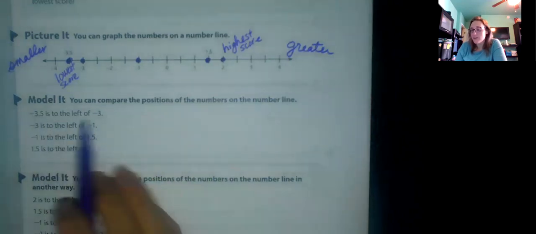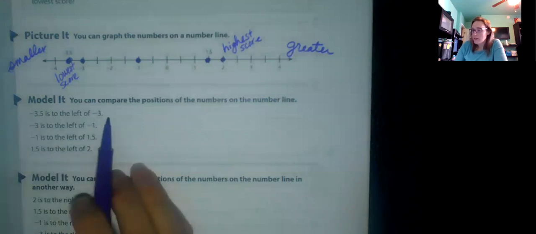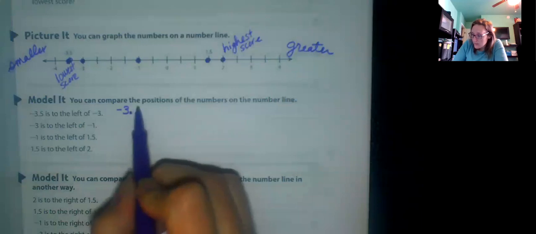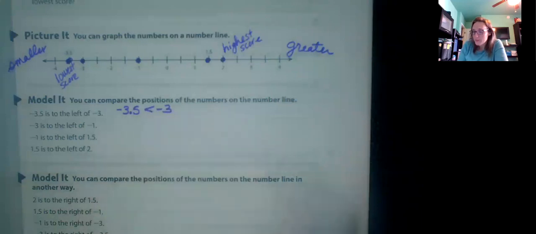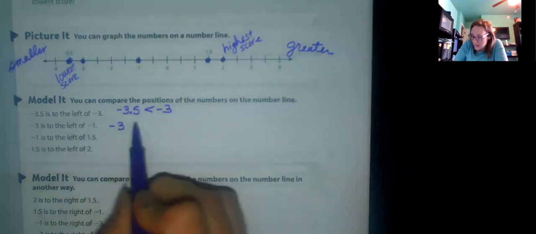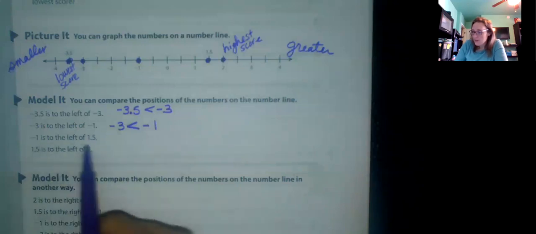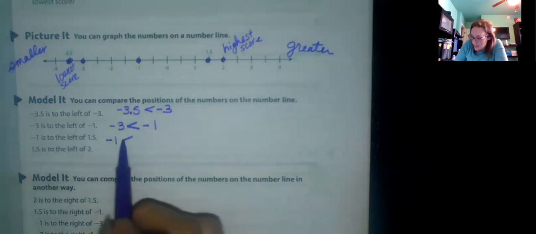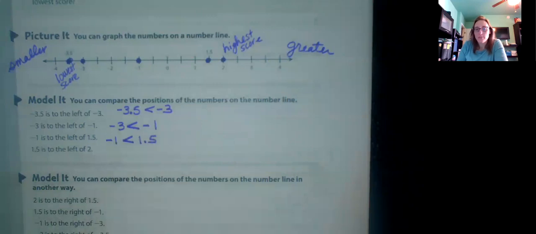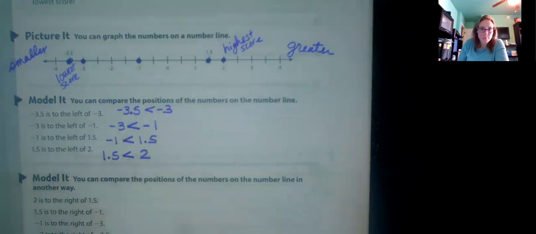Negative 3.5 is to the left of negative 3, so negative 3.5 is less than negative 3. Negative 3 is to the left of negative 1, so negative 3 is less than negative 1. Negative 1 is to the left of 1.5, so negative 1 is less than 1.5. And 1.5 is to the left of 2, so 1.5 is less than 2. And you can also write those the opposite way as well.